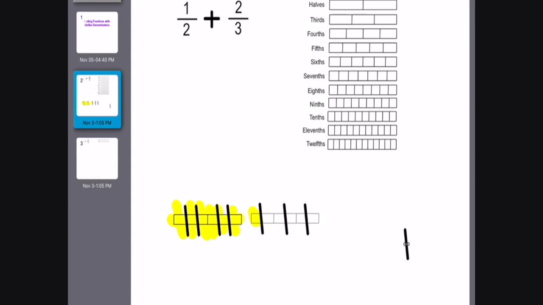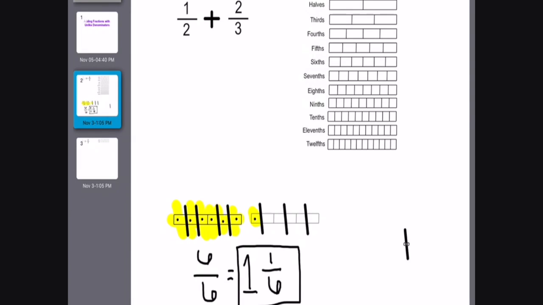Now when you're finding the answer and putting the parts together, I want you to count by 6. So you have 1 6, 2 6, 3 6, 4 6, 5 6, 6 6, which is also equal to 1 whole. And then we'll start over, 1 6. That's all we have because that's the only shaded part. So that is another way of getting our answer of 1 and 1/6.